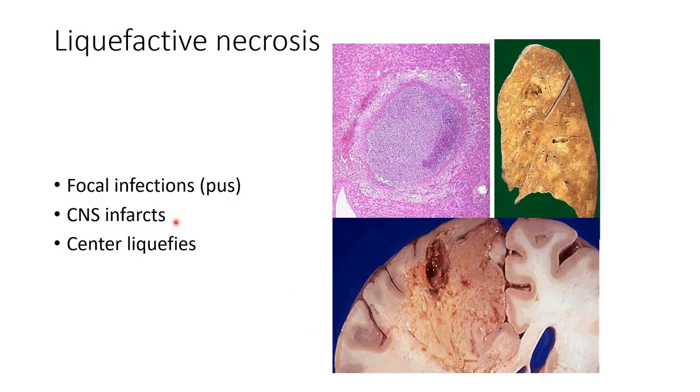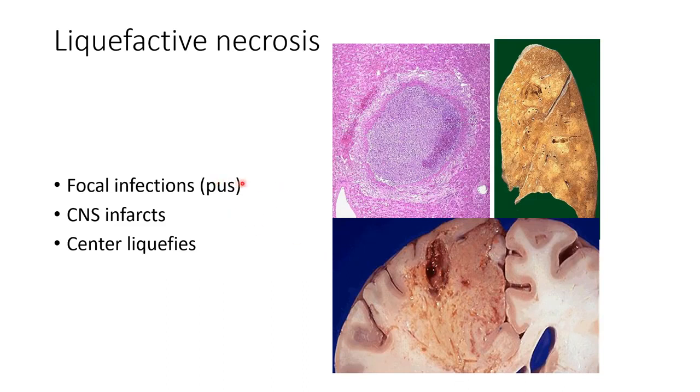So CNS infarction means ischemic necrosis or loss of blood supply, CNS central nervous system. When it occurs in the central nervous system, in the brain, or in the spinal cord, it will look like this. This is the liquefactive. Why we call it liquefactive? Because it is like a cavity filled with liquid-like material.